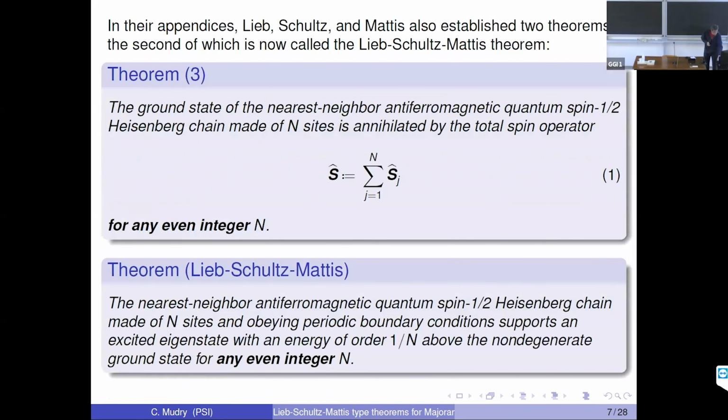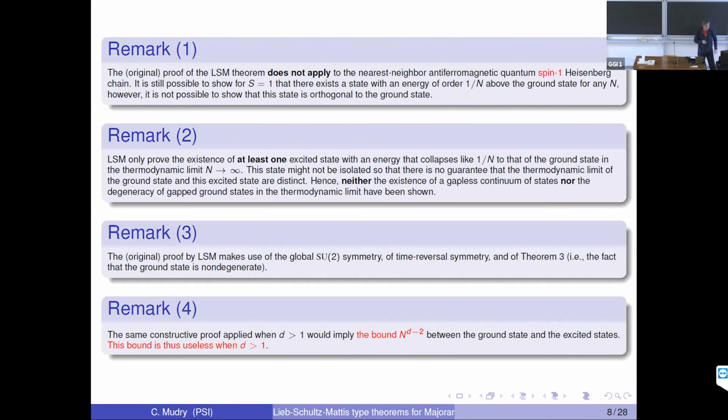Okay, so I stated the Lieb-Schultz-Mattis theorem to give you a context. And let me make four comments about the theorem. First, the original proof of the LSM theorem does not apply to the nearest neighbor antiferromagnetic quantum spin 1 Heisenberg model. So when the spin is an integer, well, 1, the proof doesn't go through.